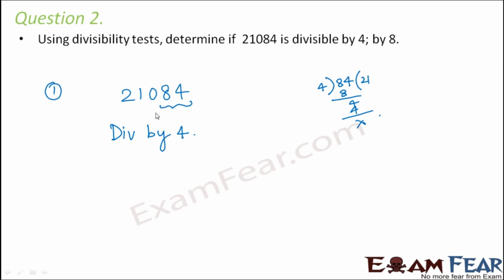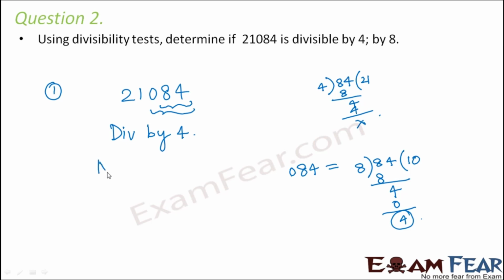What about 8? Now to check the divisibility of 8, we have to see if the last 3 digits are divisible by 8 or not. The last 3 digits are 084, which also means 84, because 0 at the beginning has no value. So 084 is basically 84, and when you divide it by 8, what do you get? You get a remainder of 4. That means 84 is not divisible by 8. Therefore, this number as a whole is also not divisible by 8.